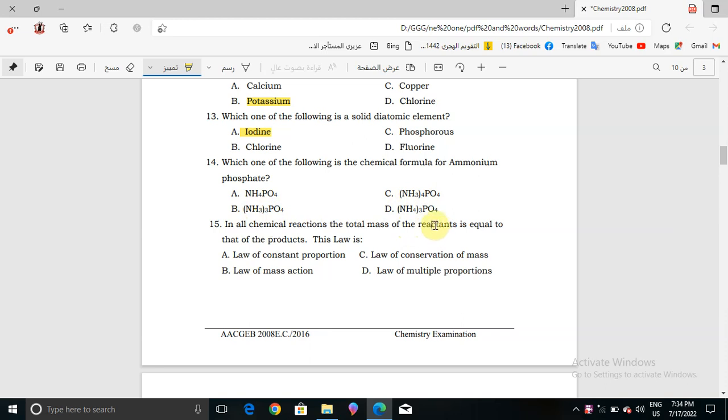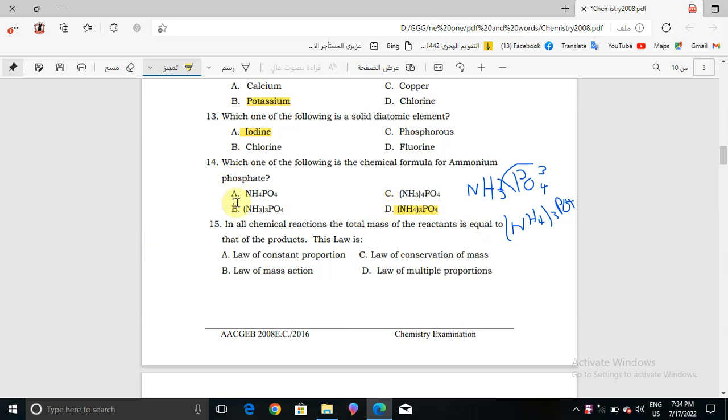The correct answer will be (NH4)3PO4. Why? Because here we have NH4, then 3, and here we have PO4, 3, right? We will make a crisscross. It will be NH4 in bracket 3 times PO4. Okay, so that means choice D is the correct answer for question number 14.